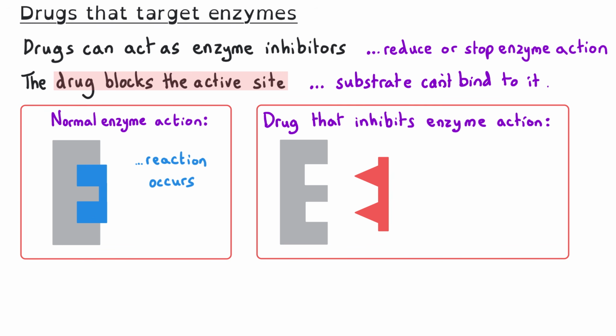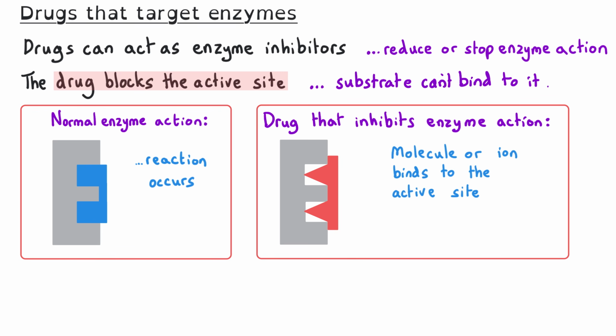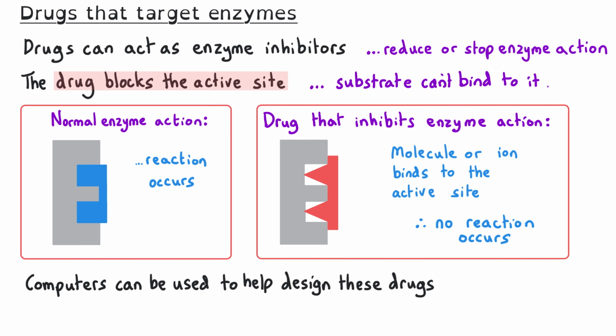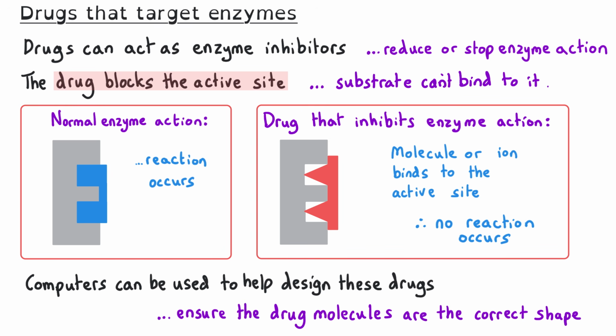Meanwhile, in the second diagram, we're showing a drug, this time in red, that inhibits the enzyme action. There are a few different types of enzyme inhibitors depending on exactly how they bind, but the key idea is the same. The drug is a molecule or an ion that binds to the active site instead of the normal substrate, and since the active site is occupied, no reaction can occur. As technology improves, we can use computers to help design these drugs that block the active site of an enzyme. And the computer modelling ensures that the drug molecules are the correct shape to bind to the active site.